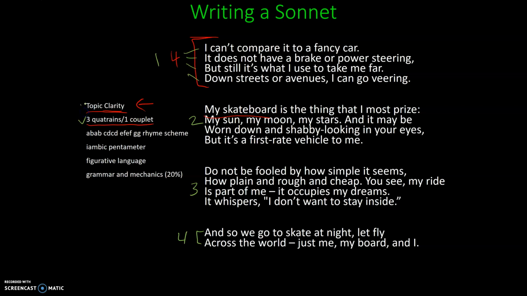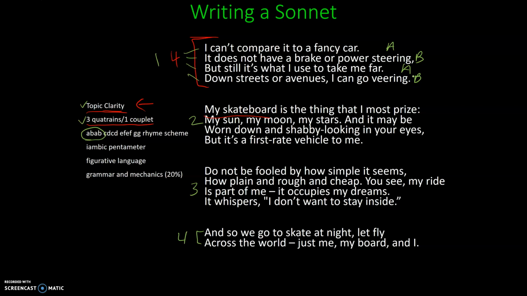So you can see quite clearly those things are both there. Then the A, B, C, D, C, D, E, F, E, F, G, G rhyme scheme. Let's take a look at that. So the first one is A, B, A, B. So what that means is in the first quatrain, the rhyme scheme needs to be A, B, A, B.